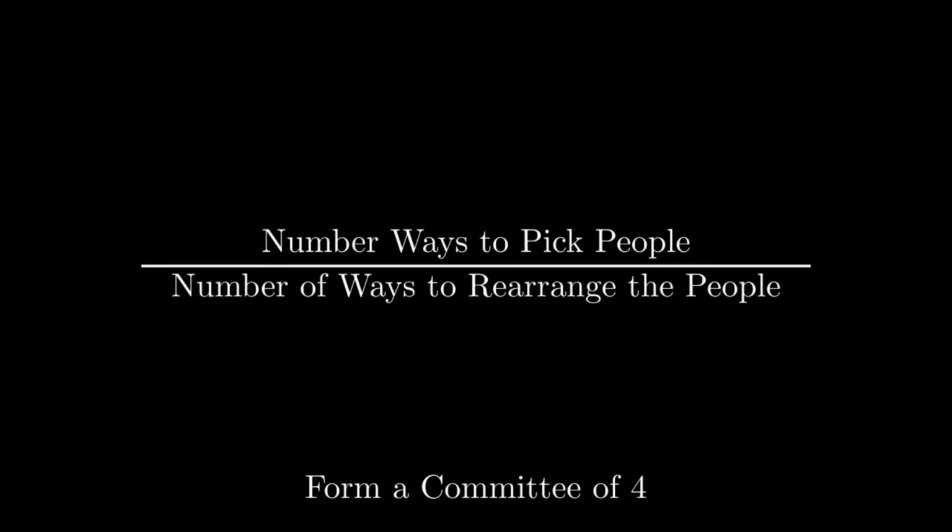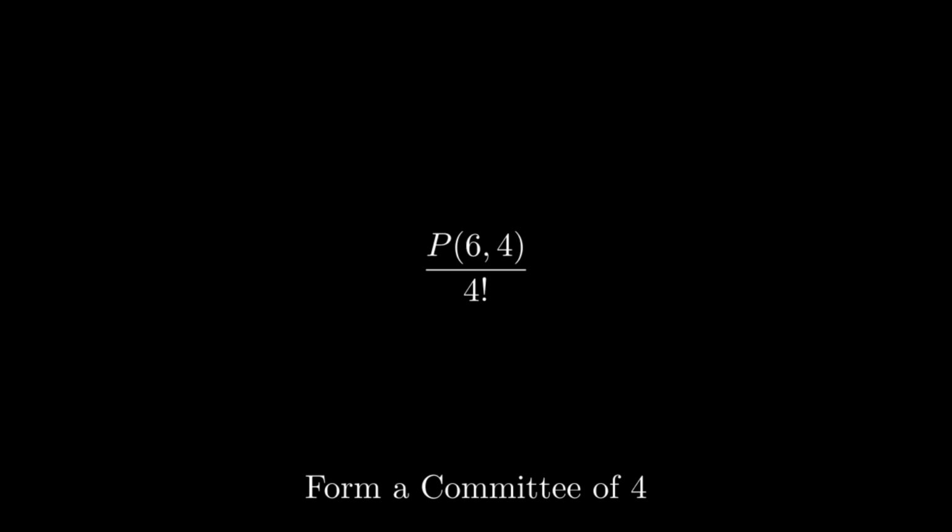And in order to correct this, we're going to have to divide the total number of ways to pick people by the number of ways they can be rearranged. Using our number of ways to permute people or pick them, this gives us P of 6, 4, divided by the number of ways they can be arranged, 4 factorial. When we expand and simplify this expression, we eventually get a total of 15 different committees.